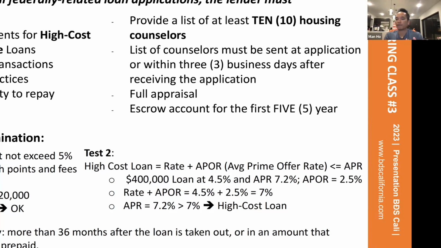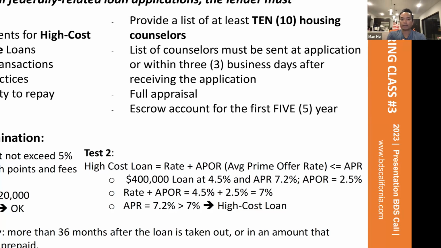If you have a rate at 4.5, usually a good loan is only 4, maybe the APR is 5, or maybe 4.875, right? Not all the way to 7.2. Okay, so with this example, a $400,000 loan, 4.5 rate, and the APR is 7.2. The APR index is 2.5. So let's find out if this loan is a high cost loan.